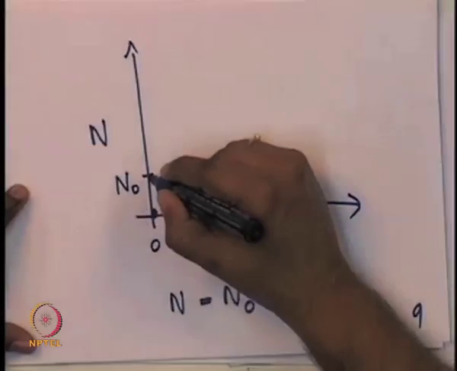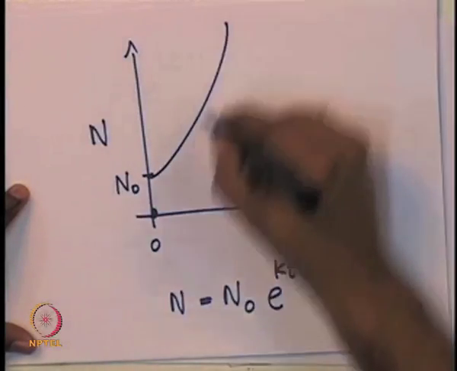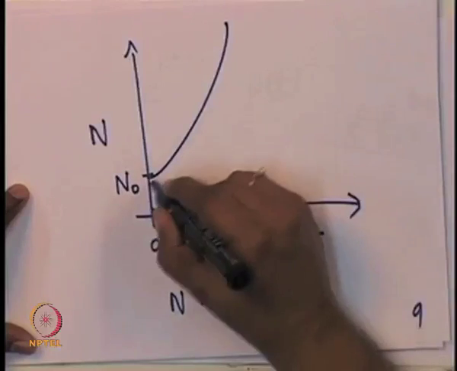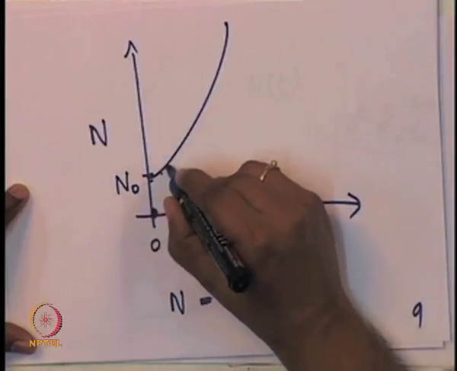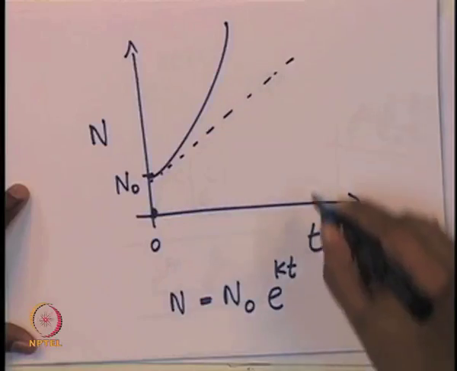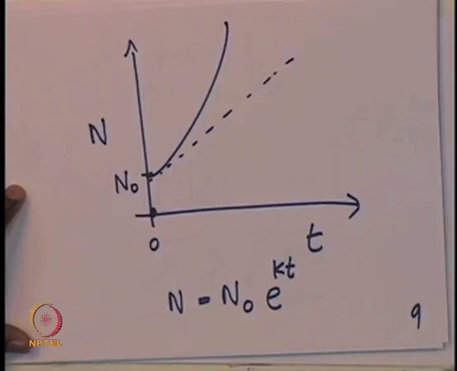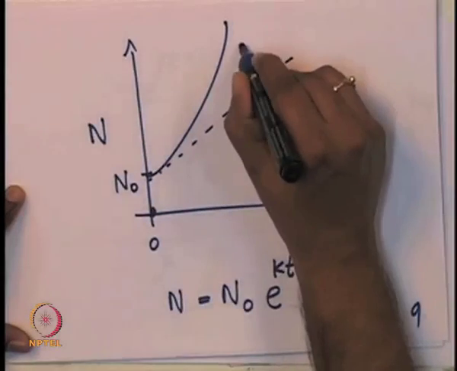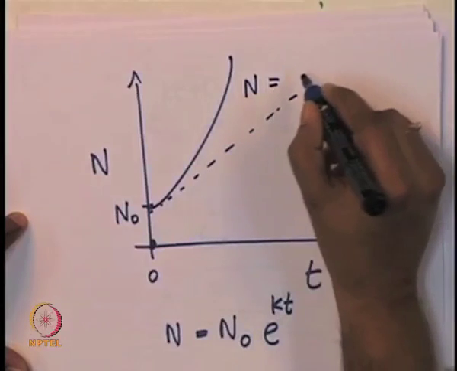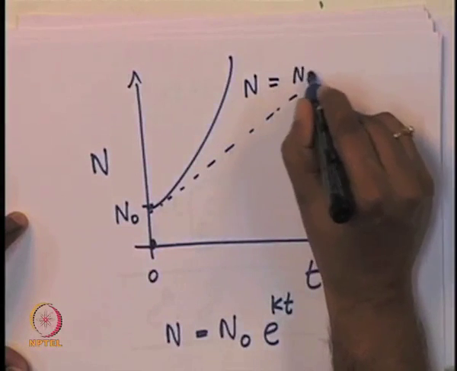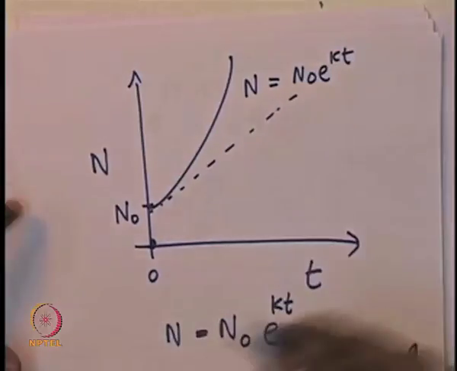So, they increase very fast. A straight line will look something like this, but this increases very fast, much faster than a straight line. So, this is exponential increase. So, this is n is equal to n0 e power kt, exponentially increases.